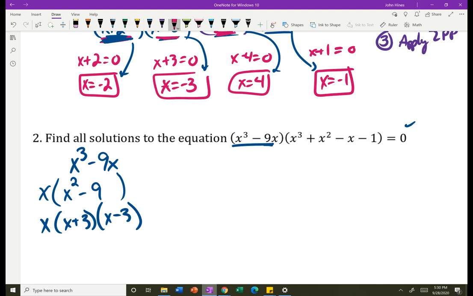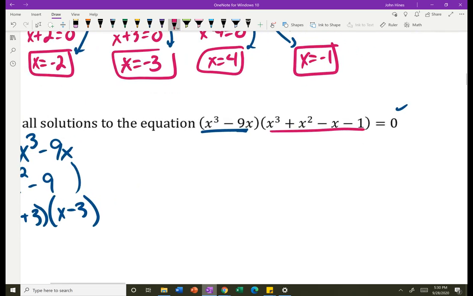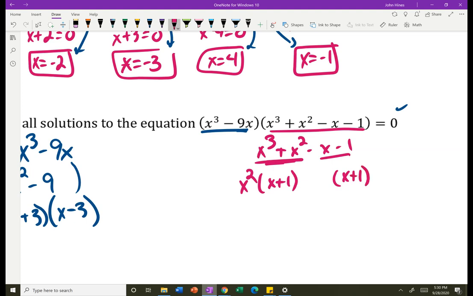Over here, I've got 4 terms, so this is telling me it's a grouping problem. So let's do some grouping. Look at my first 2 terms, take out your GCF. Your back 2 terms somehow need to become x plus 1. So I'll take out a negative 1. So I get x plus 1 is my new GCF, and I'm left with x squared minus 1.